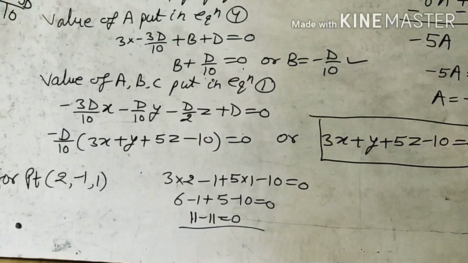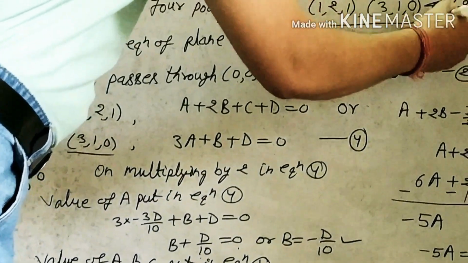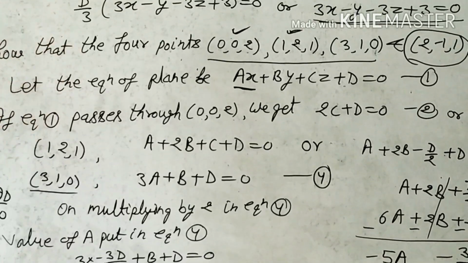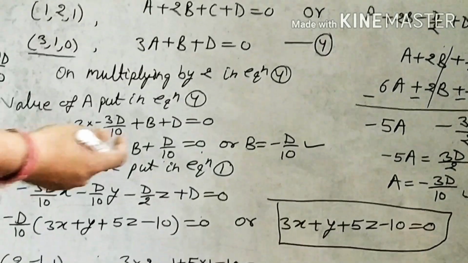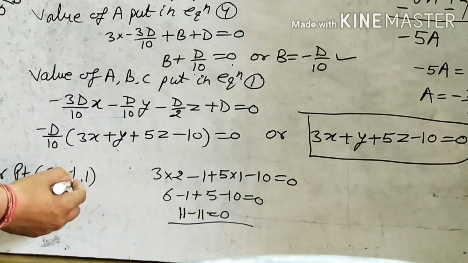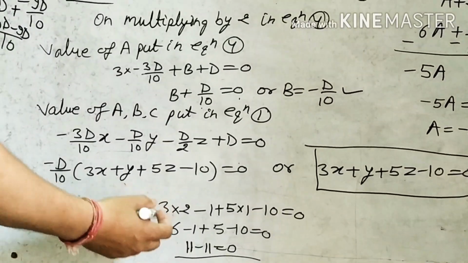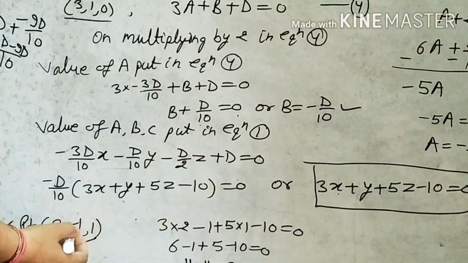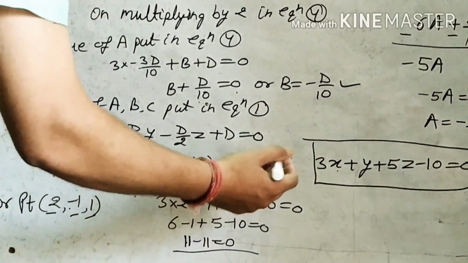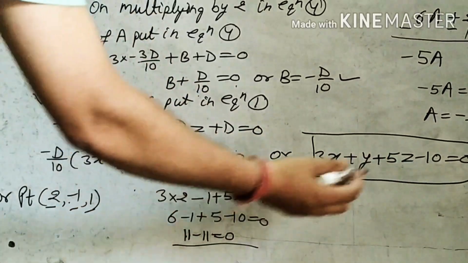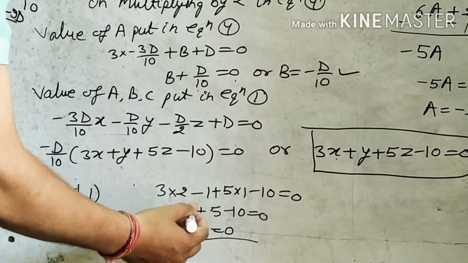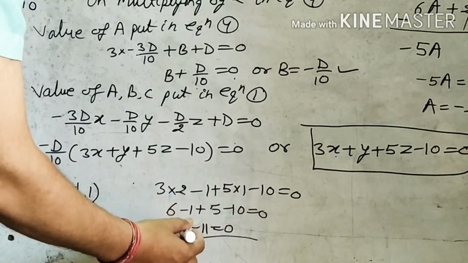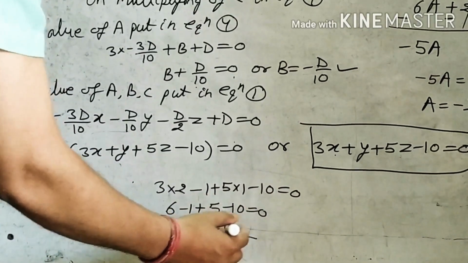Now we will check for the fourth one. If it satisfies this equation of the plane, then they will be coplanar, otherwise not coplanar. Now put the value of x as 2, y as minus 1, z as 1. 3 into 2, y replaced by minus 1, 5 into 1, minus 10. 3 times 2 is 6, minus 1, 5 into 1 is 5, minus 10. 5 plus 6 is 11, and minus 10, minus 1 is minus 11. 11 minus 11 is 0.